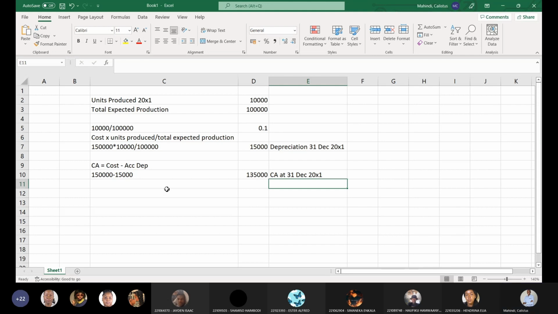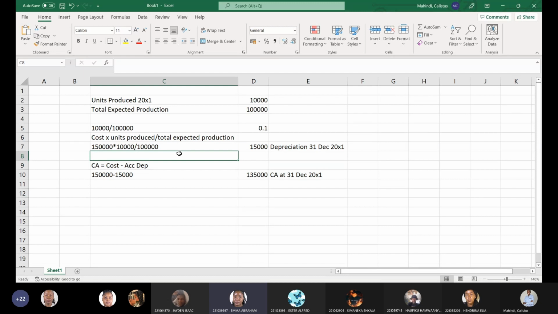Can you please repeat how you got the depreciation for 20x1, the 135,000, sir? 135,000 is the carrying amount. And that 135,000 is the cost minus the accumulated depreciation. The cost we're given, the cost was 150,000, and we only had depreciation for 1 year. That depreciation for that year was 15,000. So the 150,000 minus the 15,000 gives us a carrying amount of 135,000. Is that fine?